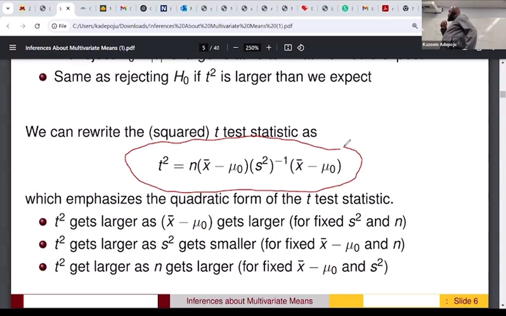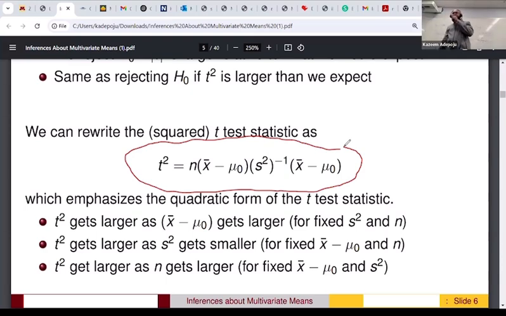But right now, it's not going to be based on t, but it's going to be based on t squared. Now, when you take a look at what I have, what can make t squared get larger is when the x bar minus mu naught gets larger. The x bar minus mu naught is the distance between the sample mean and the hypothesized value. When that gets larger, when you fix the variance and sample size, then t squared is going to get larger.